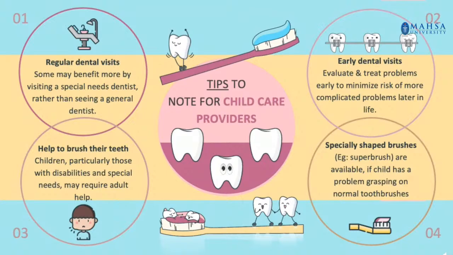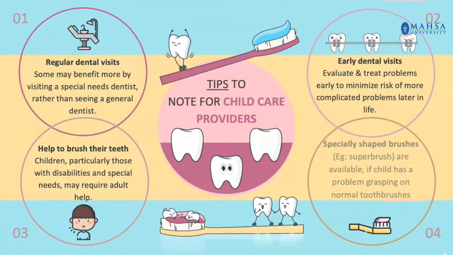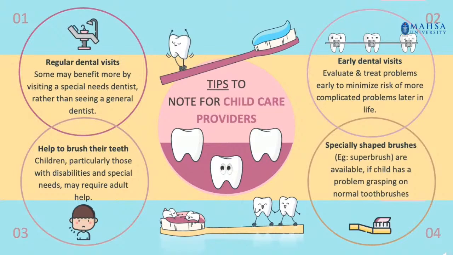Number 3, help to brush their teeth. Children, particularly those with disabilities and special needs, may require further adult help. And number 4, specially shaped brushes, for example Superbrush, are available if the child has a problem grasping normal toothbrushes.